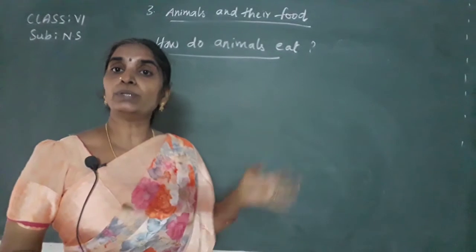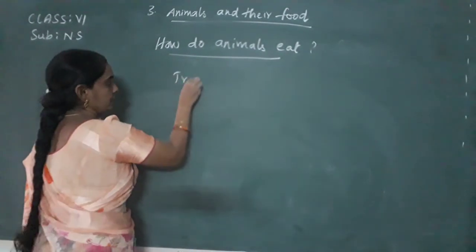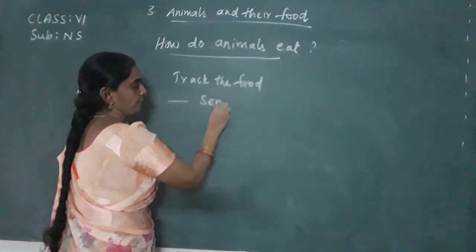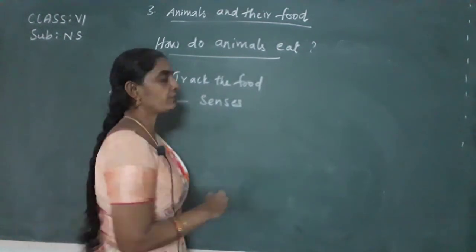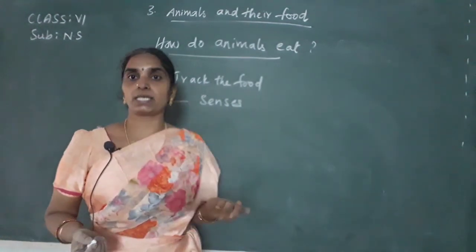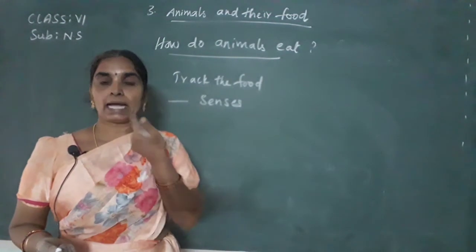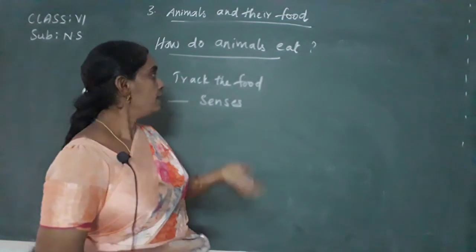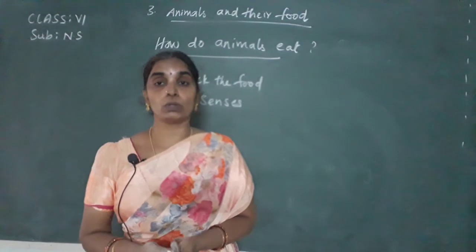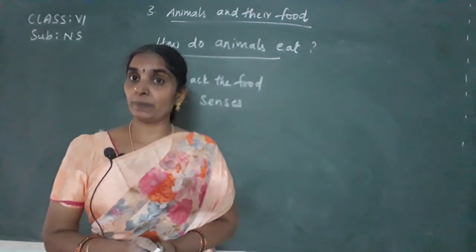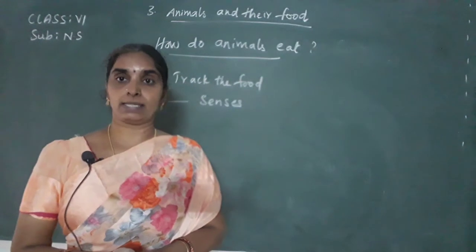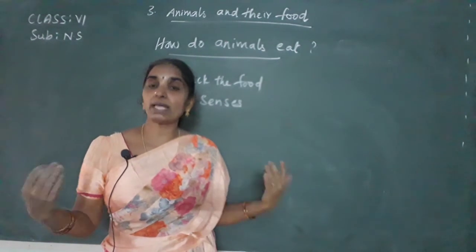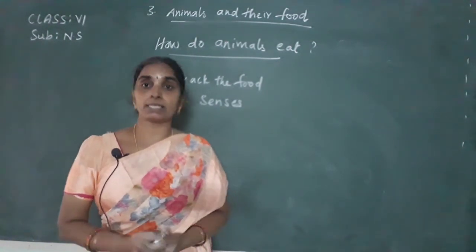See here, how do the animals track the food? I said they track the food, isn't it? They track the food by using different senses. What are the different sense organs you have? You have eyes to see, nose to smell, tongue to taste, ears to hear, skin to touch or feel, isn't it? So these are all the sense organs that are also present in the animals too. Do you believe or not? Yes, they also have the sense organs. Some sense organs are highly developed, and more than one sense organ is also developed in a single animal too.